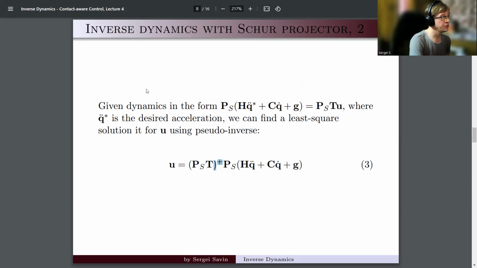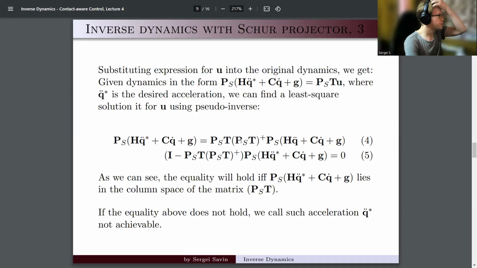And if the residual is not 0, it is not actually a solution to the inverse dynamics, because if we substitute the solution back into the original equation, we are not going to get the accelerations that we wanted. So while this looks nice, it doesn't have to provide us a solution to the inverse dynamics. So we could rewrite this and provide a criterion for when the solution actually exists.